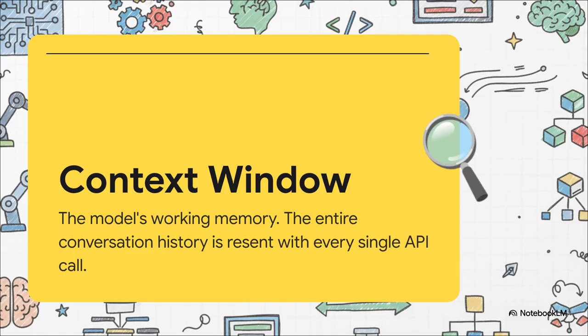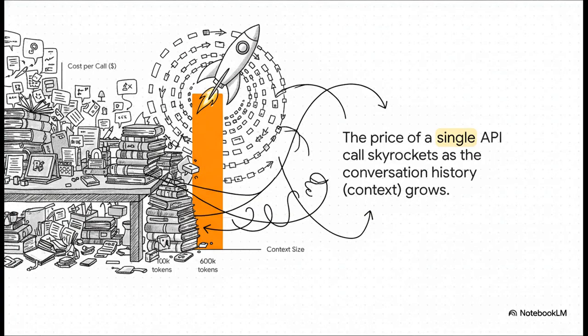I want you to think of the context window as the model's workbench. It's got a limited amount of space. And here's the kicker. Every single time you send a message, the entire conversation history, every prompt, every file, every response has to get packed back onto that workbench before the AI can even start to think. And as that workbench gets more and more cluttered, you can see what happens. The cost of every single new request just skyrockets. Why? Well, because you are paying to resend and reprocess that entire messy history every single time.